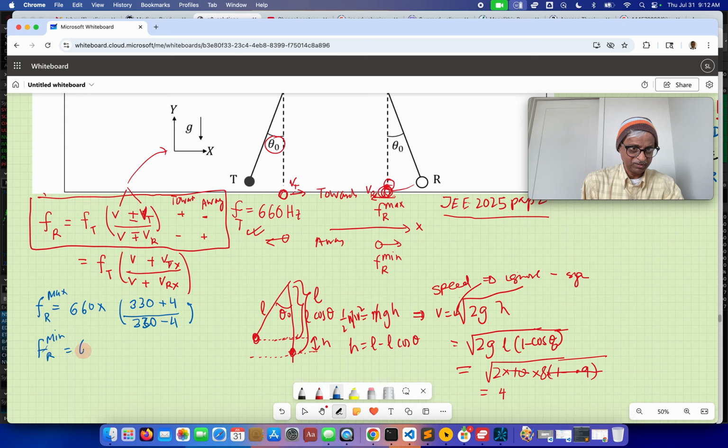Min will be 660, 330 plus 4, minus 4, 330 plus 4. You can see that's the minimum we can get by using these signs.